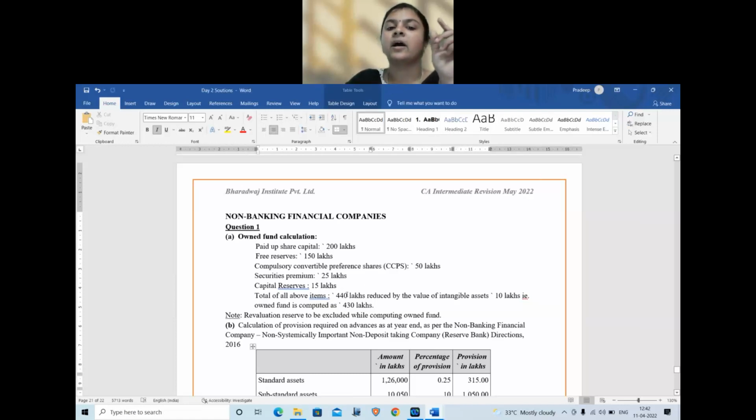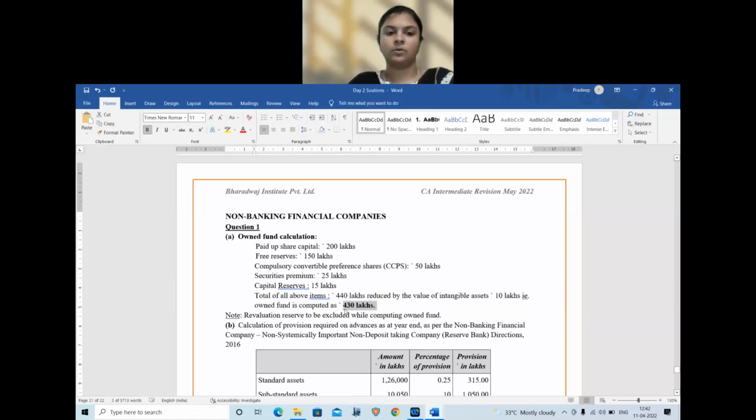Total additions will be 440 minus 10 lakhs. So 430 lakhs will be your answer. Okay.